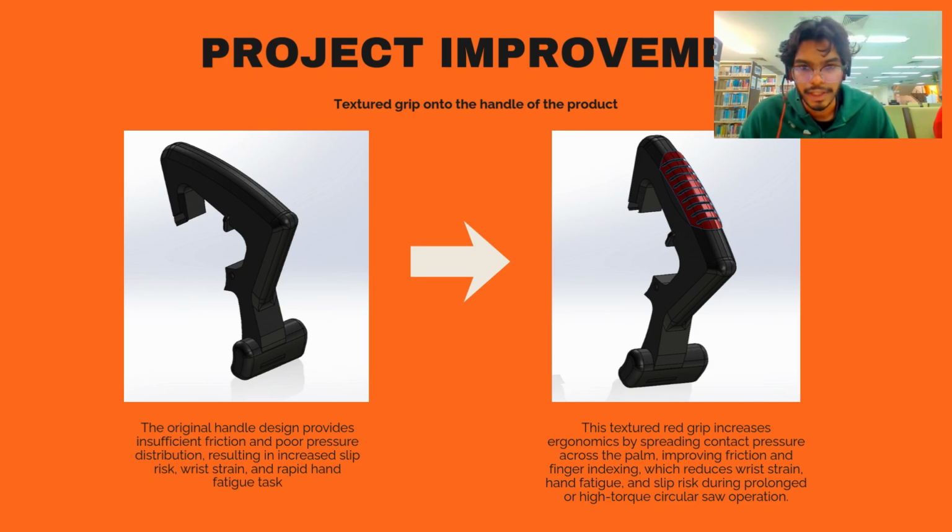As you can see, we have added a textured grip to our circular saw handle. The original handle provides insufficient friction and poor pressure distribution. It causes slip risk, injuries such as wrist strain, and rapid hand fatigue. To improve this, we have added a textured grip. It increases ergonomics by spreading contact pressure across the palm of the user, improving friction, and reducing injury.